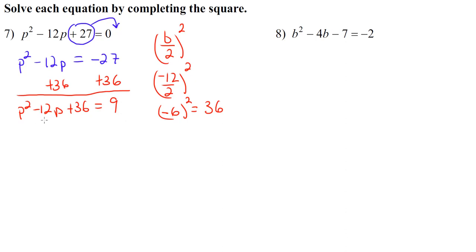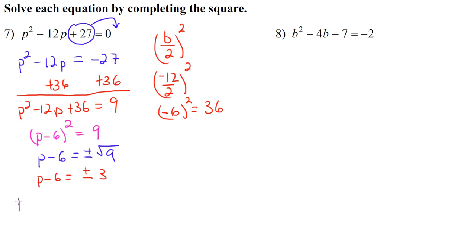Now we can take the left-hand side and factor it using a special case. p squared minus 12p plus 36 comes from p minus 6 squared equals 9. Again, I don't want this p minus 6 squared, so I want the square root of both sides. This gives me, on the left-hand side, p minus 6, and that equals positive or negative radical 9. We know that the square root of 9 is 3, so p minus 6 equals positive or negative 3. From here, we write our two different equations.